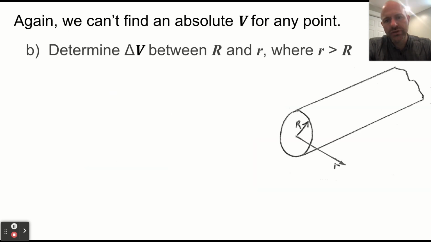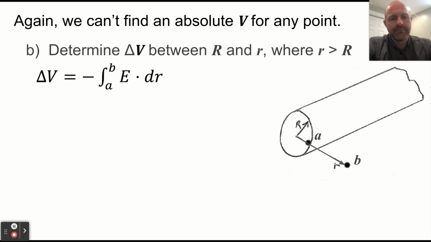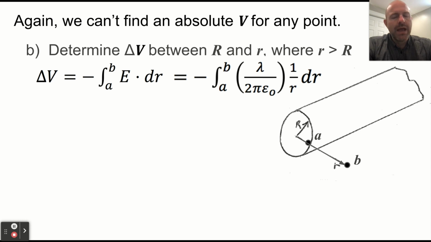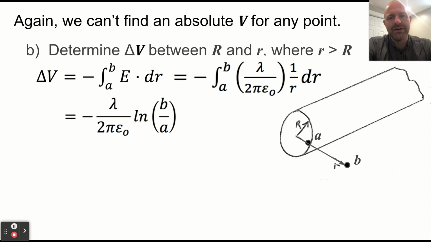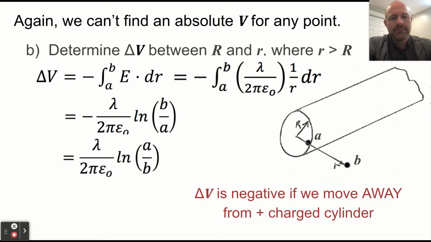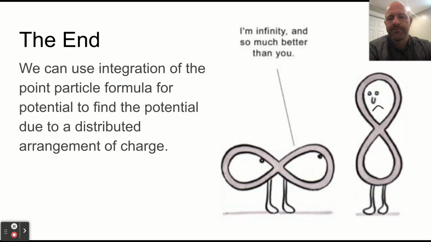What is the potential difference between big R and little r, where r is greater than big R, when you're outside, basically? When you're going to integrate from A to B, from the surface on out, and when you're outside, you have an electric field that you know, so a 1 over r relationship. If you integrate that, you get a natural log. And so as you're going further away, the change in potential is negative because it's getting a weaker electric field. If this is a positively charged cylinder, it would be the opposite if it were a negatively charged cylinder.